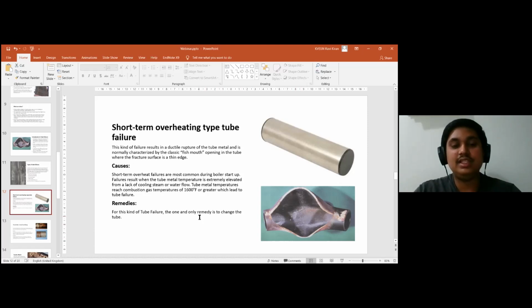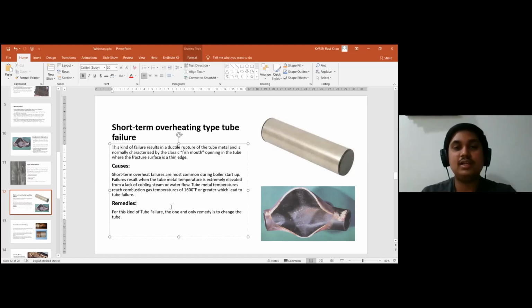Failures in these boiler startups happen very rarely, but they happen due to extremely elevated temperatures, which could also result from the cooling systems not working properly. So the remedy for these kinds of tube failures when they occur is generally to change the tube. That's all, because these are mechanical failures that happen due to human errors.